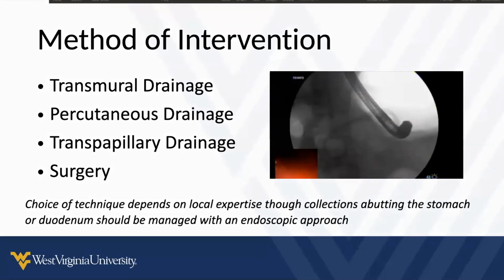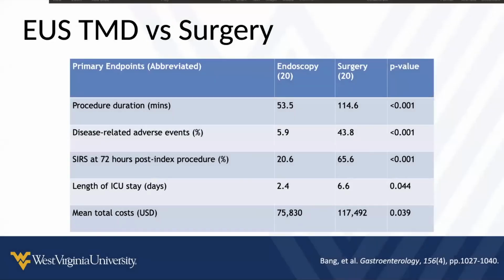Now, when it comes to EUS-guided transmural drainage versus surgery, Bang and colleagues did a nice study where they looked at procedural duration, disease-related adverse events, SIRS, length of ICU stay, and mean total costs in the EUS group versus a surgical group in a prospective randomized fashion. And what they were able to demonstrate was that in all these primary endpoints, EUS-guided access and drainage performed superiorly as compared to surgery. And as such, when feasible, we really try to optimize an endoscopic approach should the expertise and the ability to perform the intervention be applicable in these fluid collections.